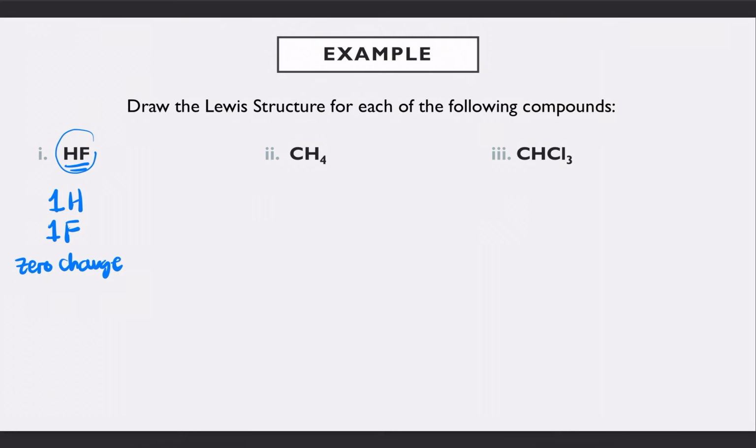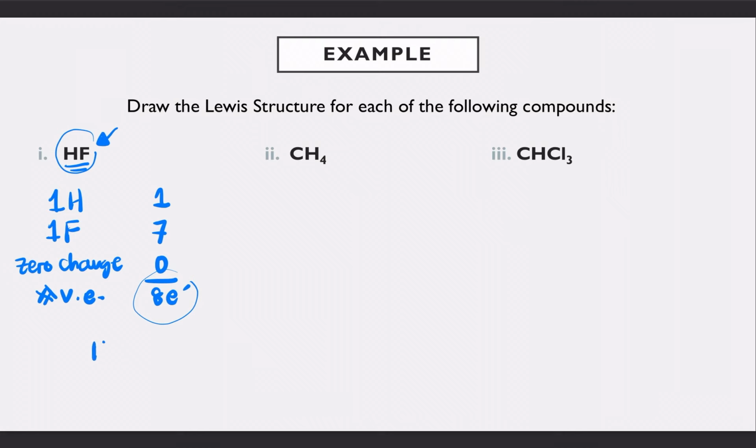Okay, so hydrogen is in group 1, so it has 1 valence electron. Fluorine is in group 17, so it has 7 valence electrons. And this molecule is neutral, so it has 0 charge, so 0 electrons. So total up the number of valence electrons, we will get 8 electrons. Okay, so that means that we have 8 electrons to be distributed around your hydrogen fluoride.